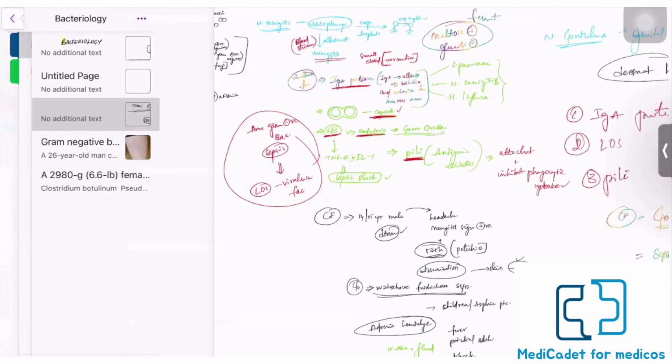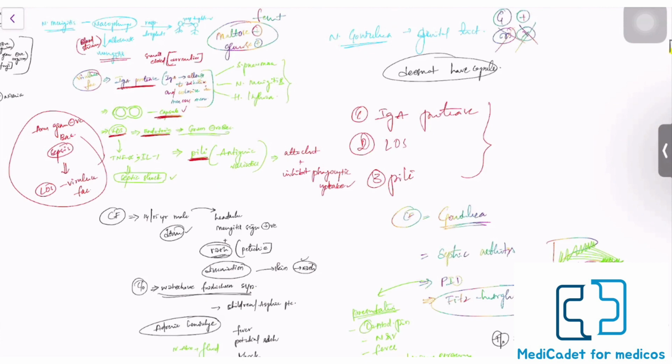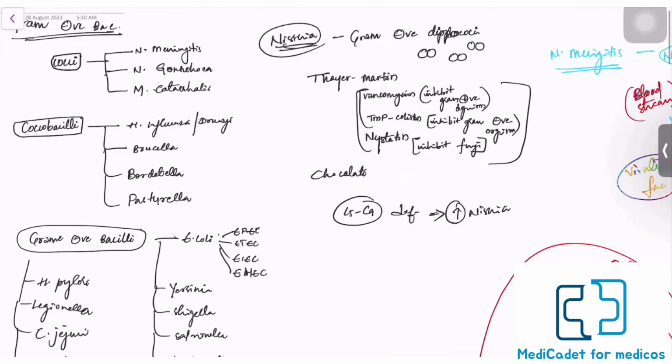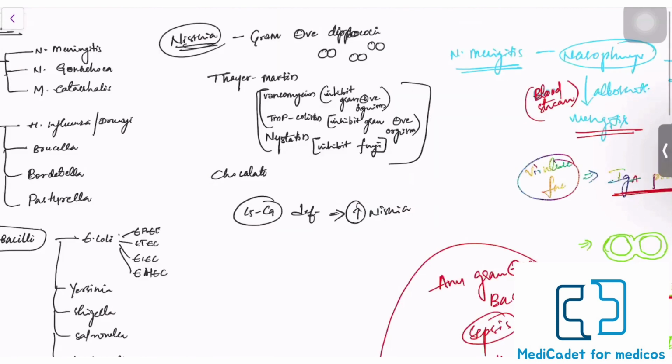So this is how the questioning would be. Either they'll ask you about the risk factors or the virulence factors or the treatment. These are the three aspects that they can ask you in the whole Neisseria. Okay. Now we'll talk about the second column. So we finished off this, right? The cocci. Now we'll talk about the coccobacilli, which are Haemophilus influenzae, Brucella, Bordetella, and Pasteurella.